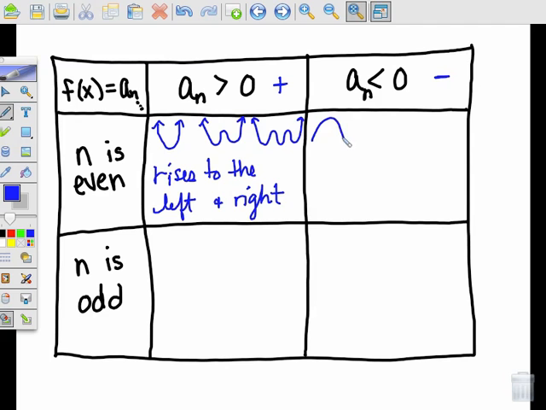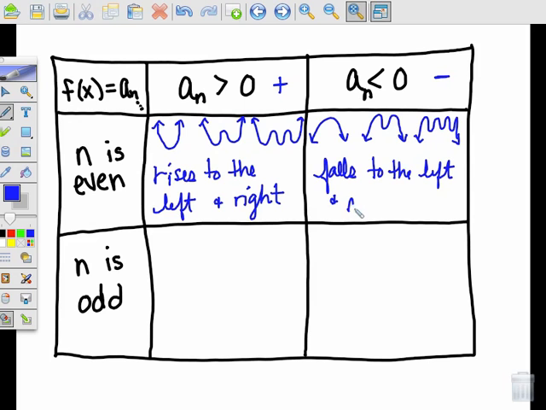All right, if a is negative, all that happens is it's reflected down. So they open down, and whatever the curves are, both sides are pointing down. It doesn't matter how many curves you have in here or how large they are. They open down. So in this case, it falls to the left and right. Okay, that's when n is even. Your arrows will be going in the same direction, either both above or both going below.